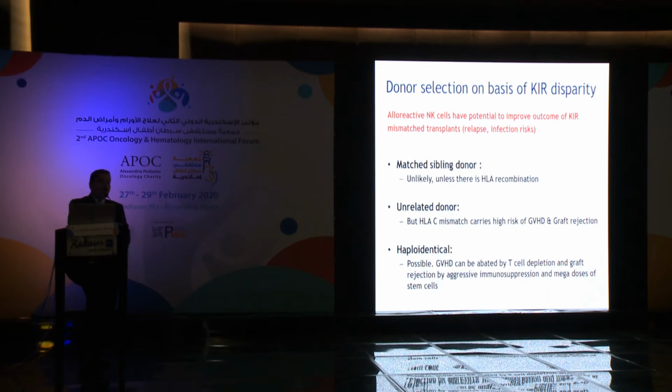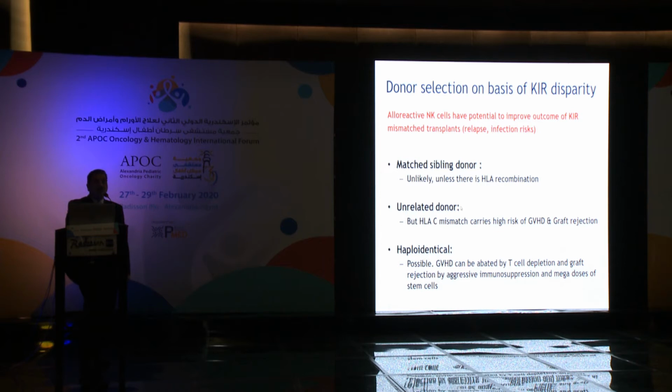A common problem that we find as transplanters is donor selection and finding a suitable donor, matched or unrelated. If we prioritize donor selection on the basis of KIR disparity, alloreactive NK cells will have the potential to improve the outcome of KIR mismatched transplant, which means decreasing the relapse risk and decreasing the infection risk. If you use a matched sibling donor, it's unlikely unless there is an HLA recombination.